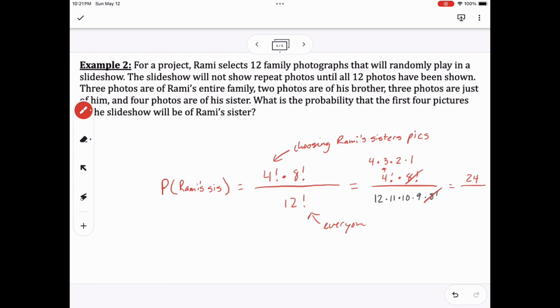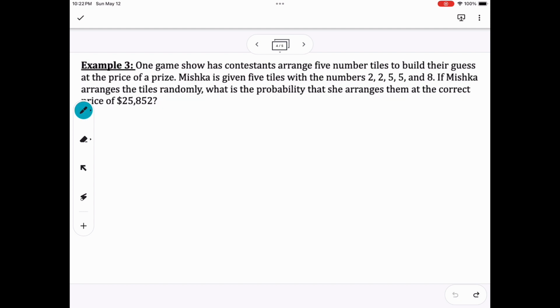And then at the bottom, multiplying all those out gets us, I believe, 11,880. And then that would be our probability. Remember, all of these we could simplify, but there's really no need to for our purposes.